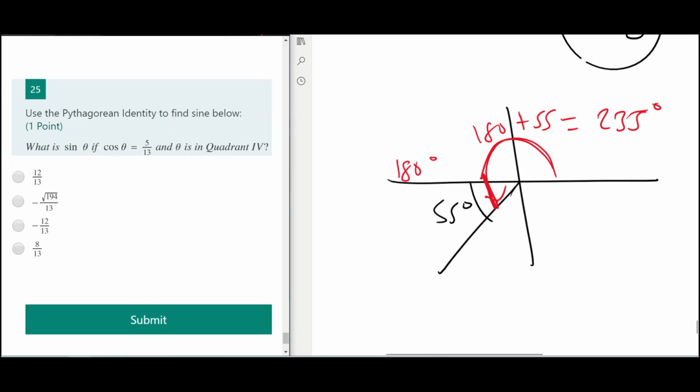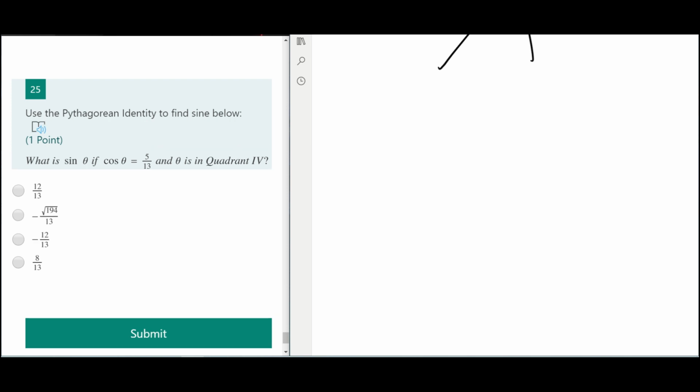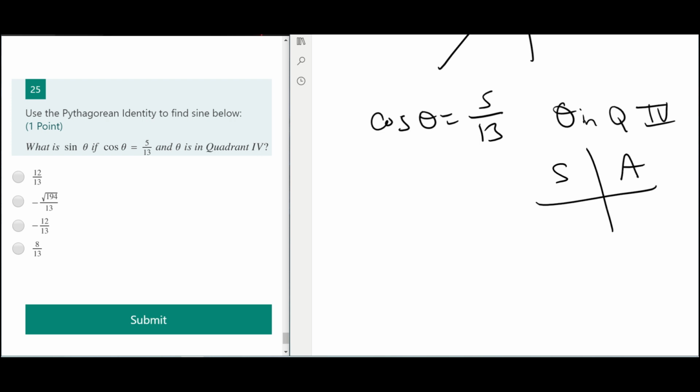And then the final question: use the Pythagorean identity to find sine below. So what is sine of theta if cosine of theta equals 5 over 13? This is 7.3 part 2. Theta is in quadrant 4. Remember, all students take calculus. So this is quadrant 4, and in quadrant 4 only cosine is positive. That means that sine has to be negative.